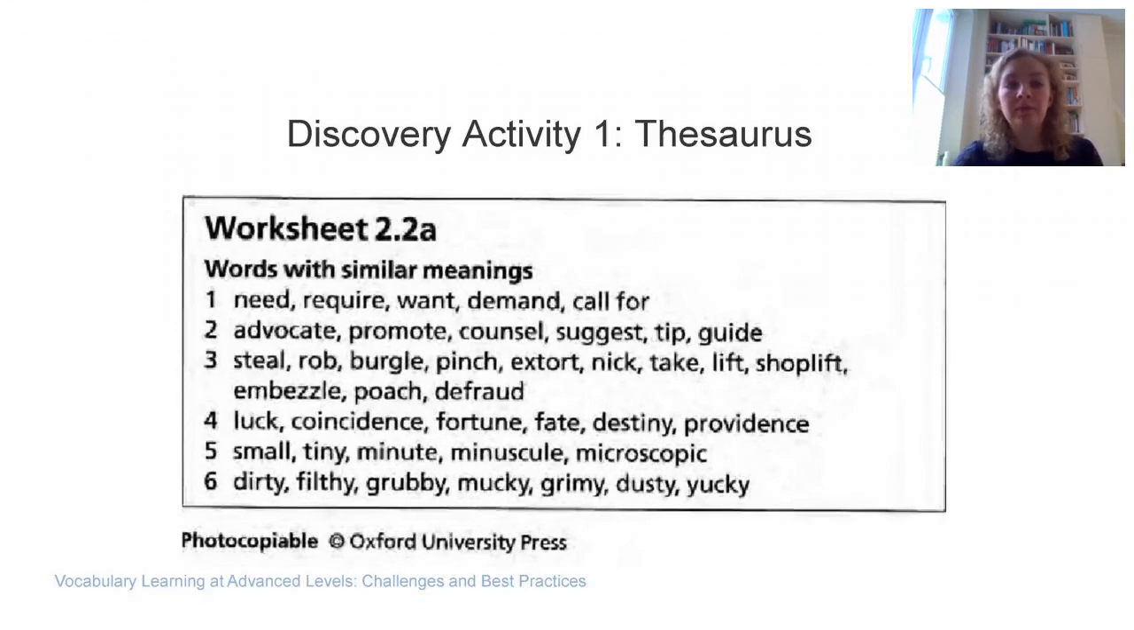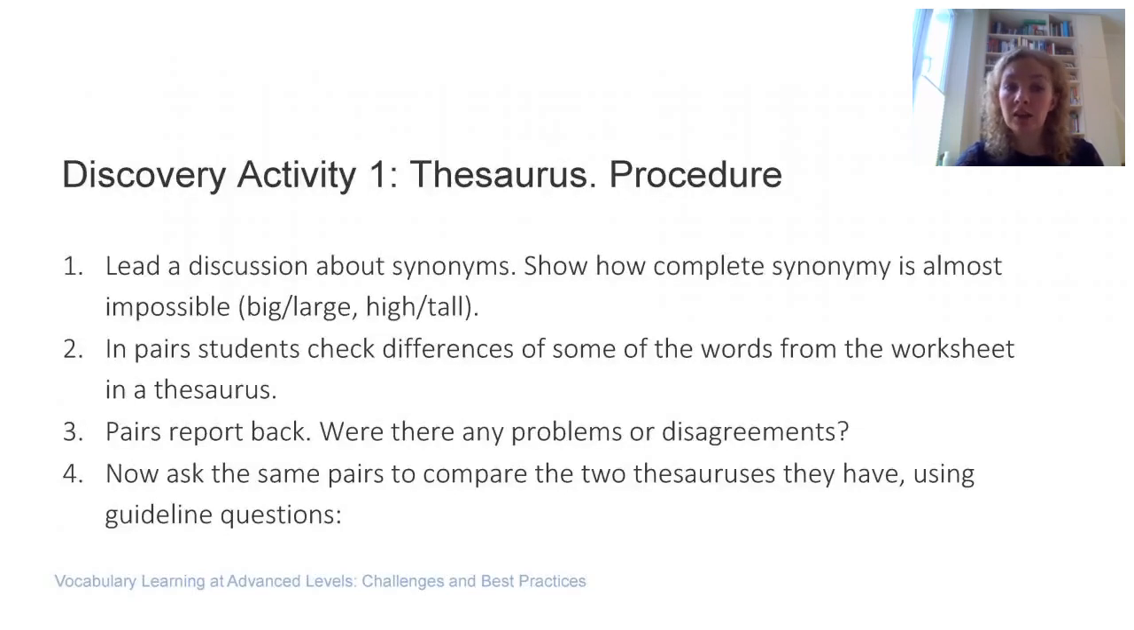This is the procedure. Lead a discussion about synonyms, show how complete synonymy is almost impossible. I always tell my students that only behemoth and hippopotamus are 100% synonyms, because they describe the same animal. But in any language, you will very, very rarely find absolute synonyms.